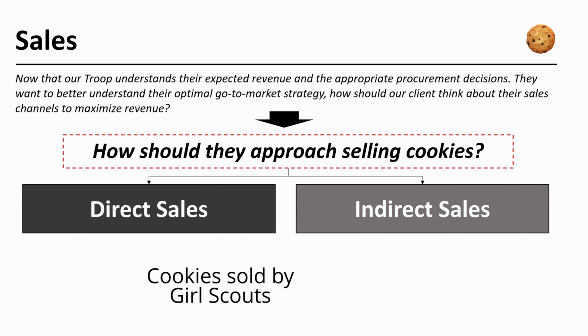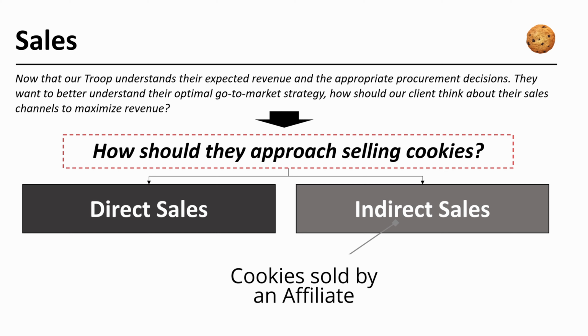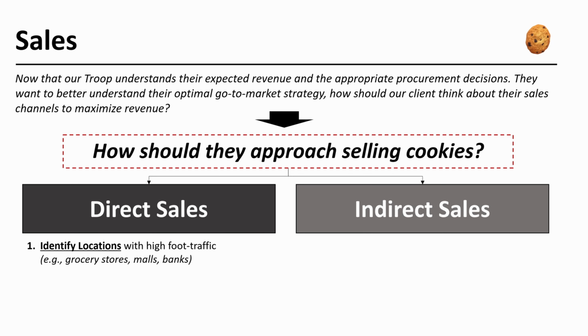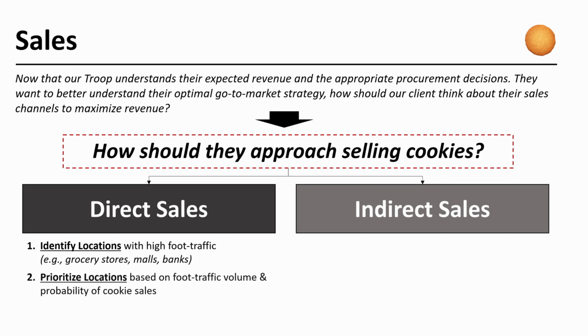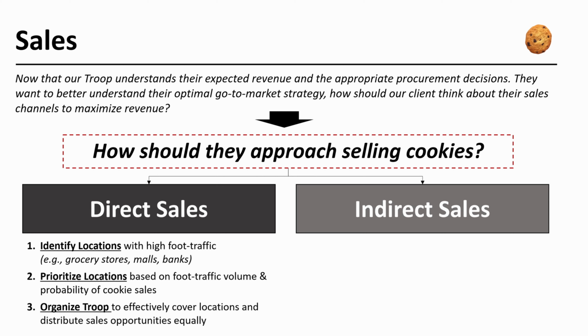Direct sales will be cookies the girls sell directly, and indirect sales will be sales through a family member, a parent, a friend, or any sales where the troop doesn't directly interact with the customer. For our direct sales, we'll want to identify locations with high foot traffic, so grocery stores, malls, banks, and then prioritize those locations based off of foot traffic volume and the probability of cookie sales at that location. And then finally, we want to organize our troop to effectively cover all of those locations and distribute the sales opportunities equally among our troop to ensure that everyone has equal access to optimize their cookie sales.